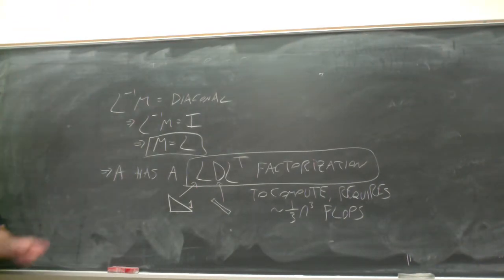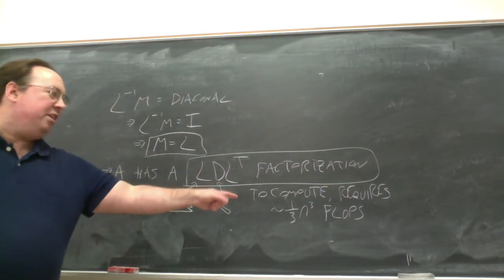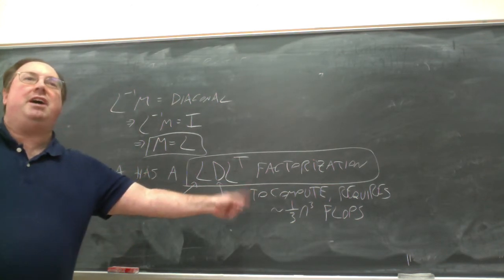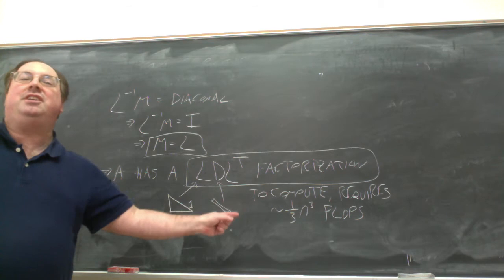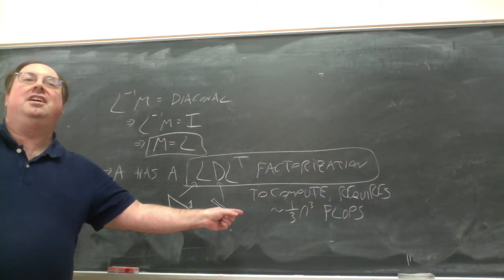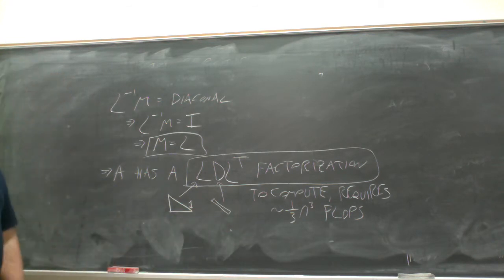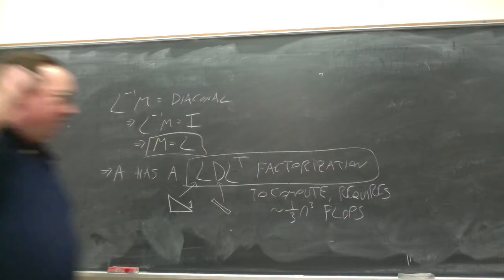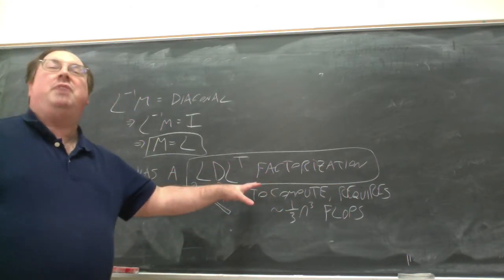Okay, now, can anyone tell me how this compares to the amount of work required for plain old Gaussian elimination? Wasn't it 4/3 or something? 2/3? Yeah, it's 2/3. So you cut the work down by half.